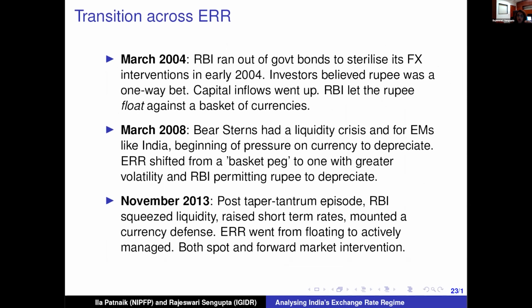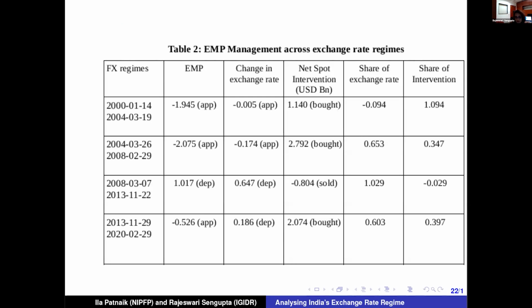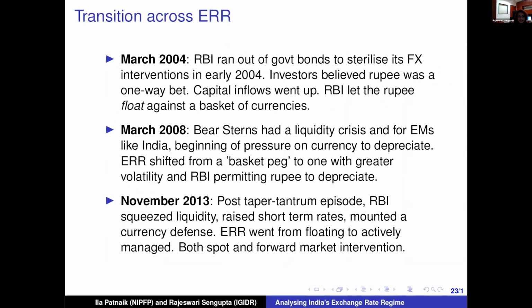There was also a lot of forward market intervention that happened during this period of time. And that is something that we can't incorporate in the EMP measure, because the way the EMP index is constructed, we can only use the spot intervention, which is the actual data that we can see. On the forward market, we don't have a lot of data from the central bank because there's a lot of opacity about how much forward market intervention actually happens.